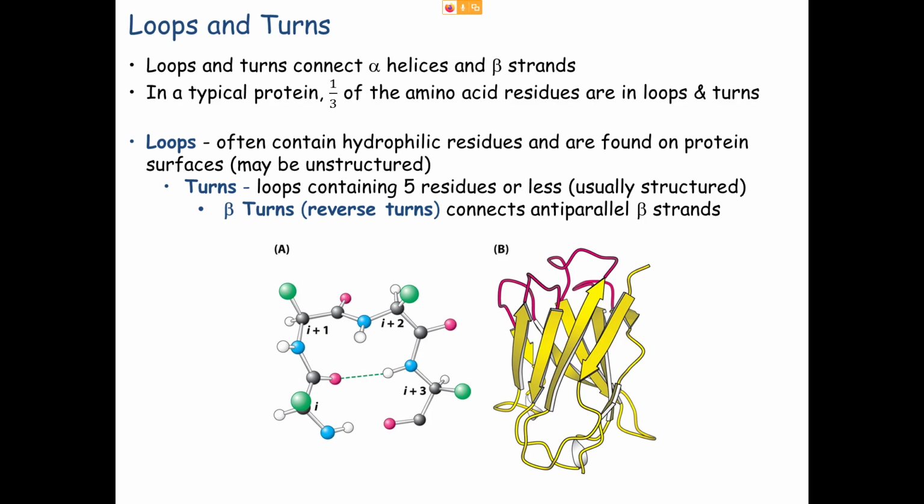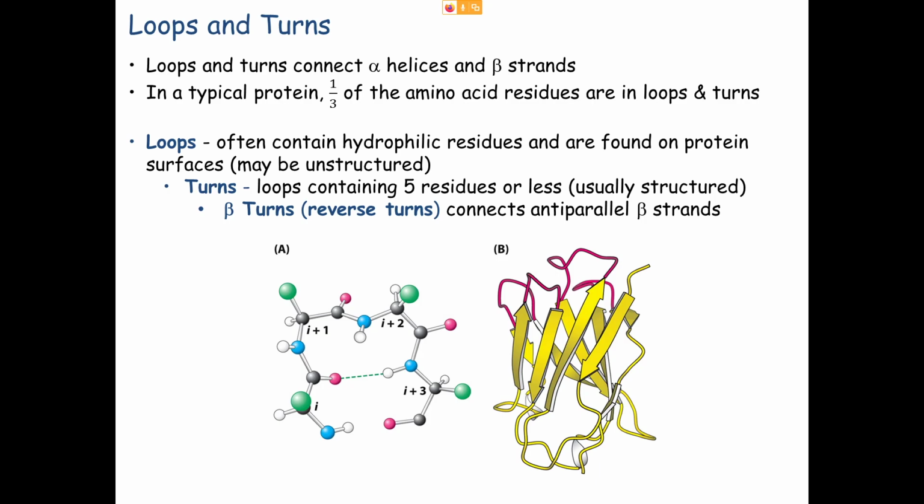More specifically, if that turn connects two strands of an anti-parallel beta sheet, it's called a beta turn, or a reverse turn. It's a U-turn. It turns around. This could not happen for parallel beta strands because if you're going to connect two strands that are parallel, it's got to go all the way to the other end because they're going in the same direction. So it can't be a short turn at all. So it's not a turn. It'd just be a loop.